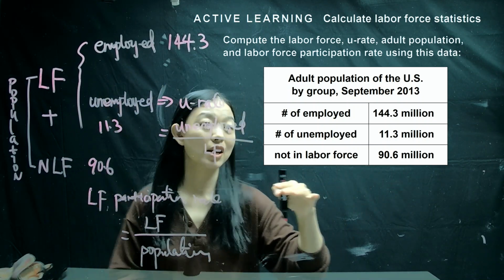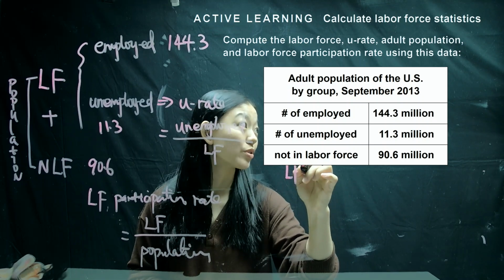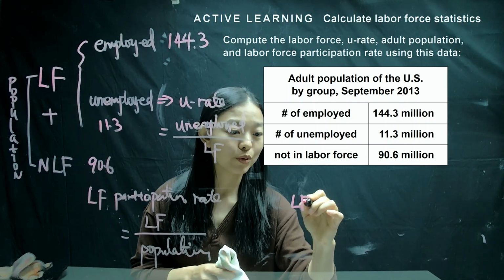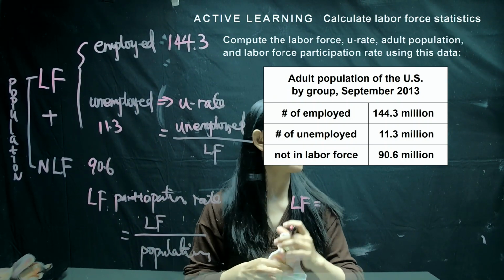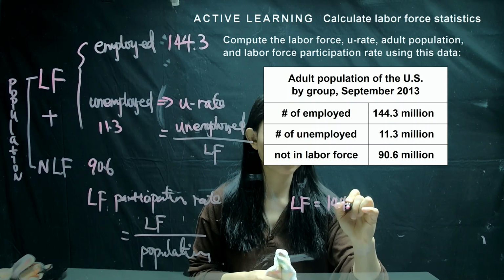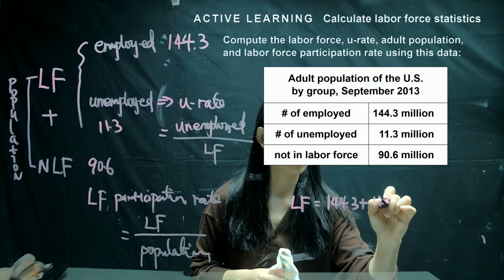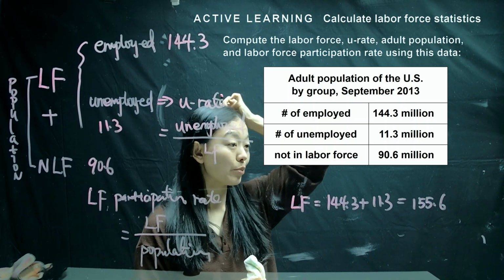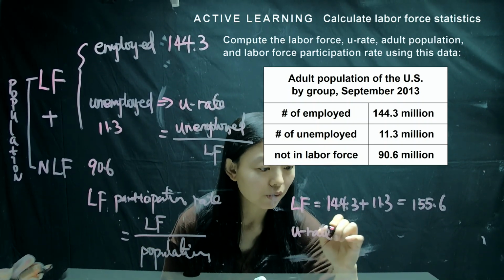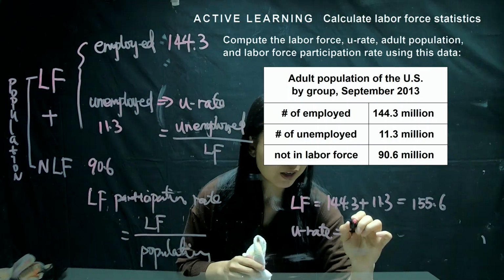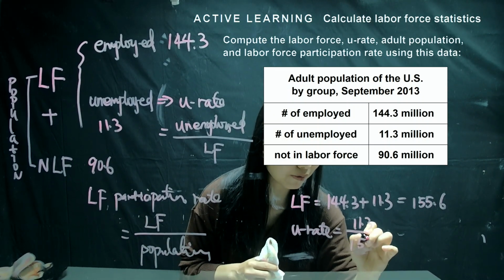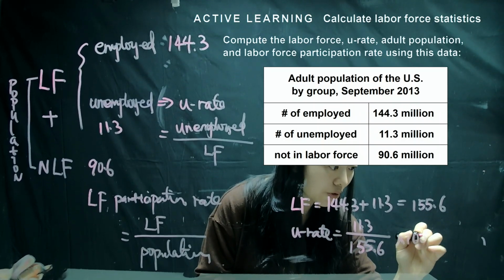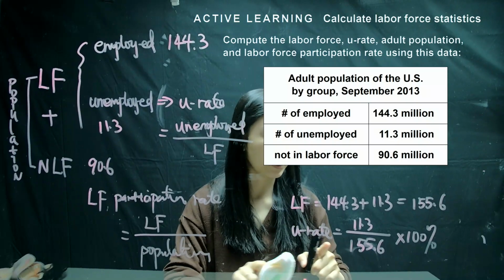I think from this table, it's easy for you to get the labor force. According to this category here, labor force will just equal employed plus unemployed, right? So 144.3 plus 11.3 will be 155.6. And how about the unemployment rate? The unemployment rate here would just equal unemployed 11.3 divided by labor force 155.6, and then times 100%. So from this part, you can compute the unemployment rate.